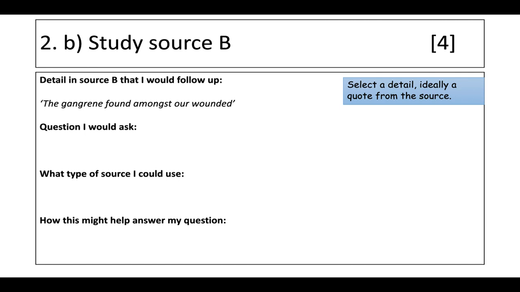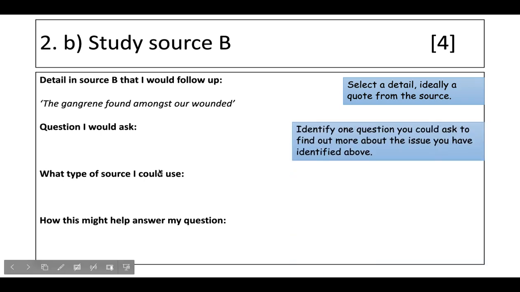Then you need to ask a question about that. So at this point of this question, you're trying to find out more. Okay, you're showing to the examiner that you're an inquisitive historian who wants to find out more. So what might you want to find out more about that issue that you've identified there?